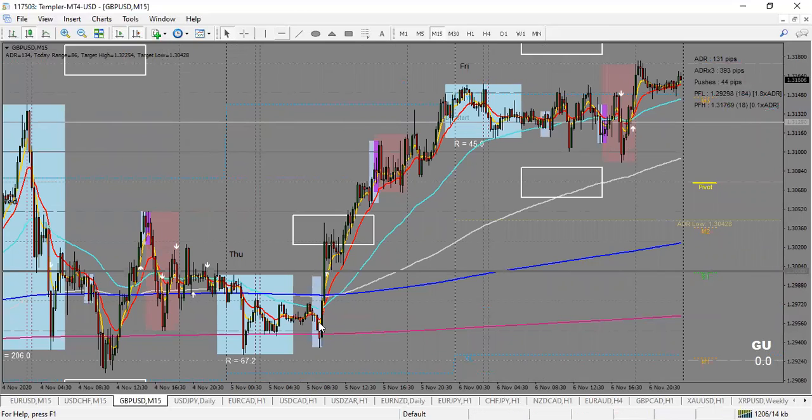And here is where an entry presented itself. If you look at it, we had an entry here. Here's where the entry presented itself.